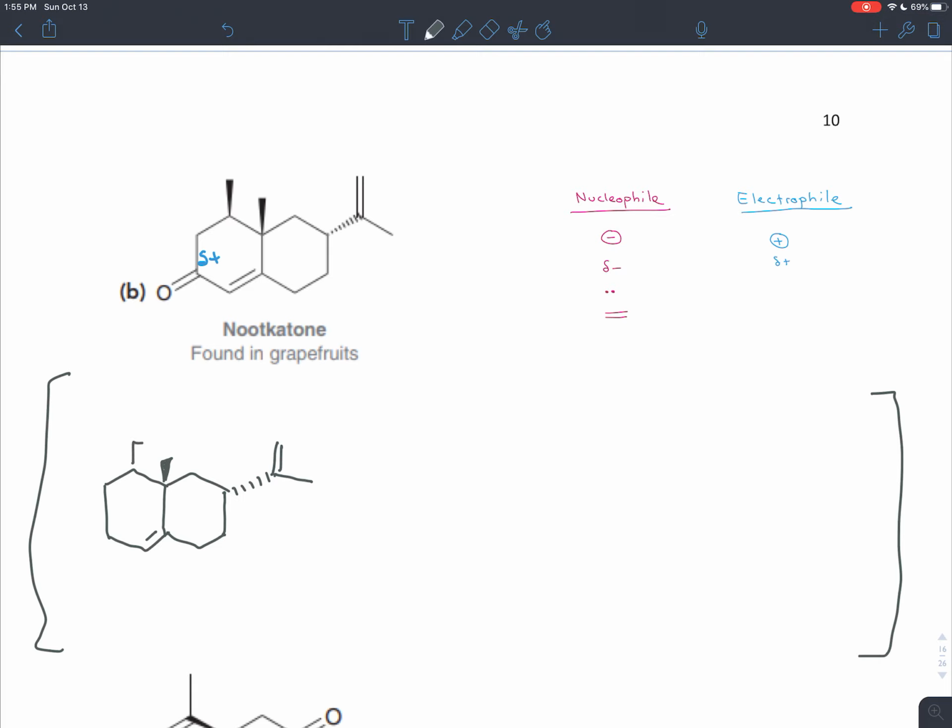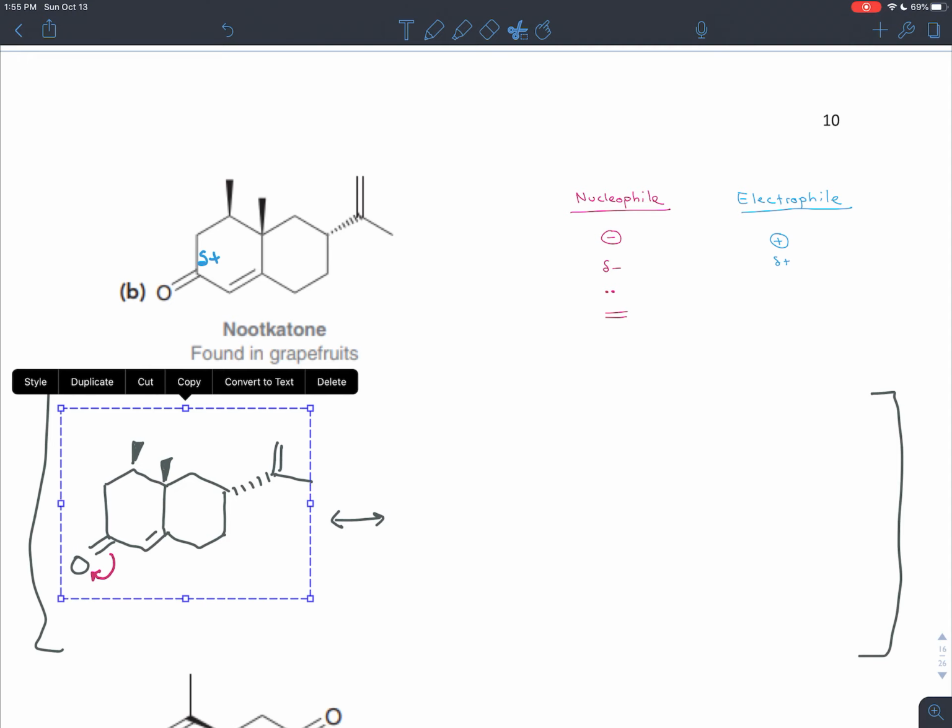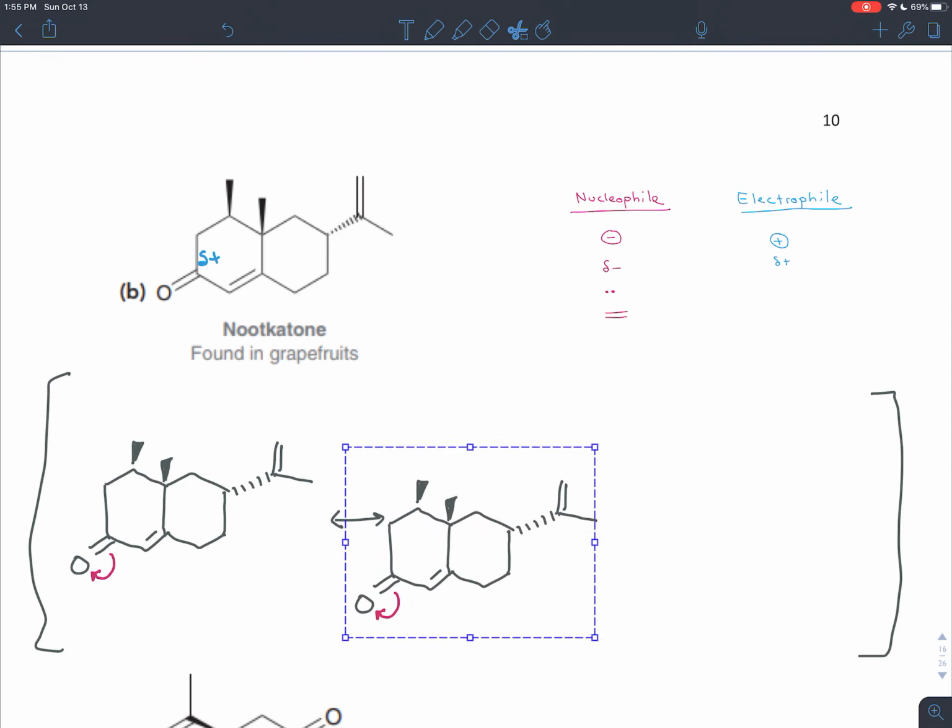Notice that we have some chiral centers here. So I'll draw this molecule, and we have that pi bond between atoms of different electronegativity. So if we want to get the next resonance structure, we take those electrons in the pi bond and we put them on the more electronegative atom. That gives us the next resonance structure.